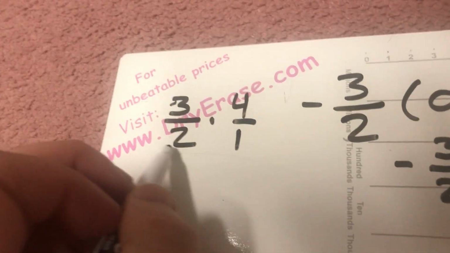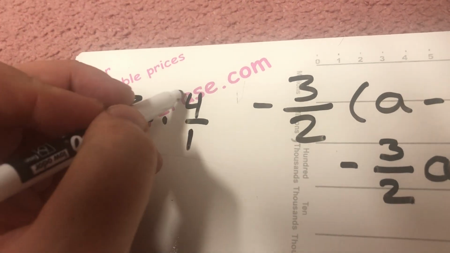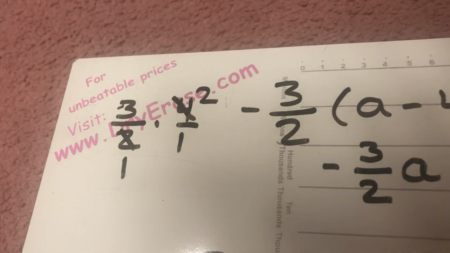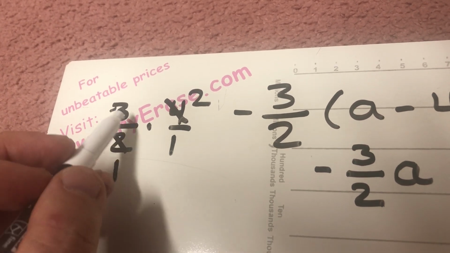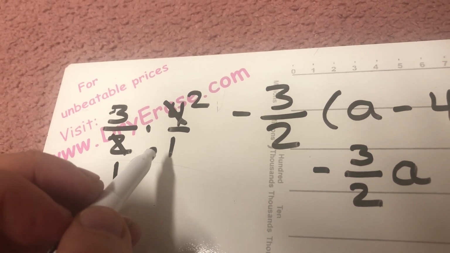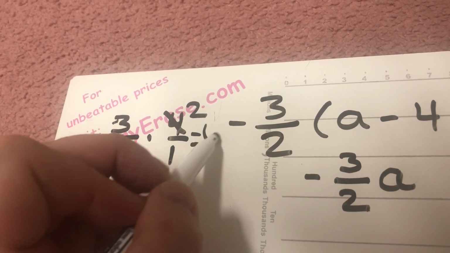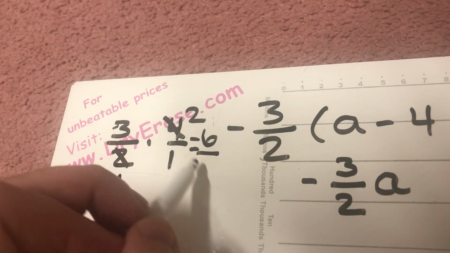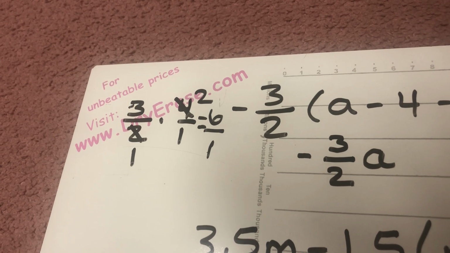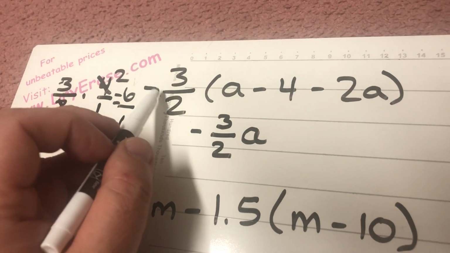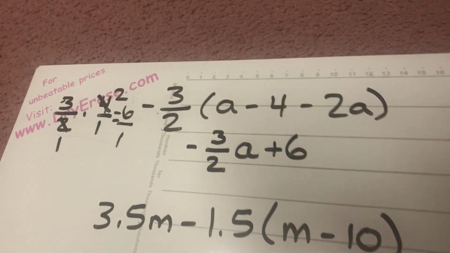I can cross-check a 2 and a 4 by dividing by 2. 2 divided by 2 is 1. 4 divided by 2 is 2. I cannot cross-check a 1 and a 3 because nothing can go into 1 other than 1 and 3. So I do 3 times 2, which is 6. 1 times 1, which is 1. I get 6 over 1, which is just 6. And since it's a negative times a negative, that's going to be a plus 6.